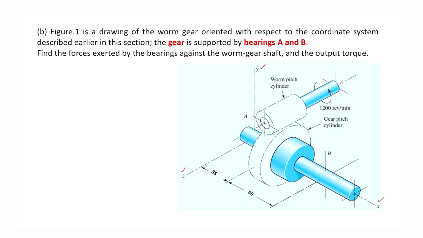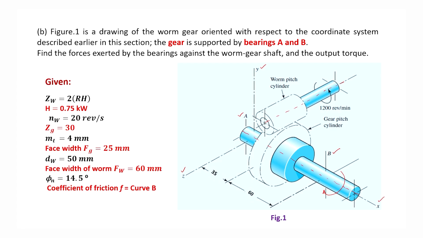Now, we have to find the forces exerted by bearings against the worm gear shaft. This is the axis of rotation of the gear and this is the axis of rotation of the worm. The shaft of the gear is supported by two bearings, bearing A and bearing B. So, we have to find the forces exerted by the bearings against the worm gear shaft and the output torque, the torque which will be on the gear shaft.